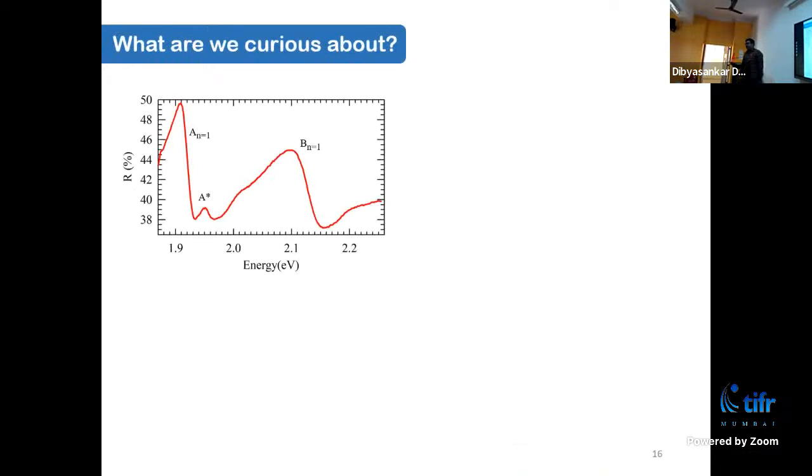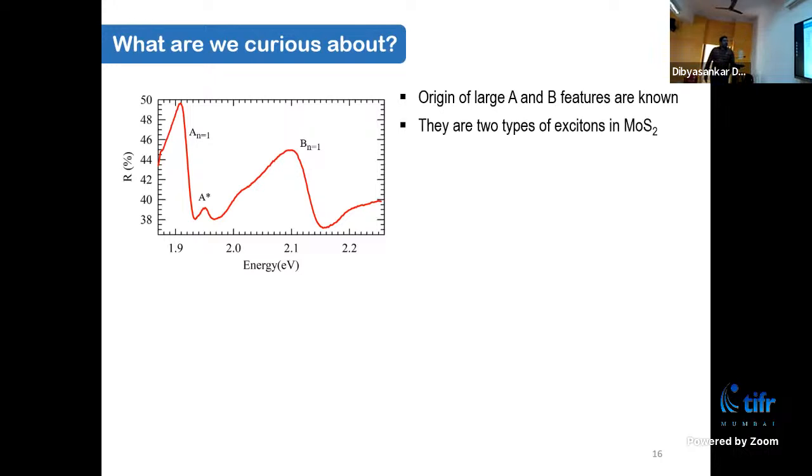So now this is the reflectivity curve I showed you before. What is the question I'm asking? What is the thing I'm curious about? These two large features correspond to two excitons that people have known for decades, even more than decades. When people started to work on this material, they knew these two are specific excitons. But the question is, what is this small feature, which we are calling A star? That is the question we are asking. These two we know, but what about this?